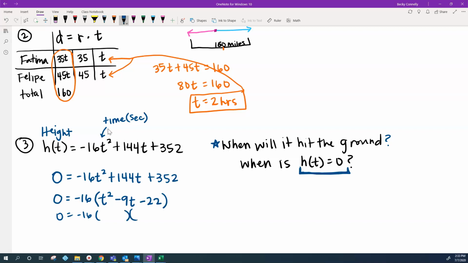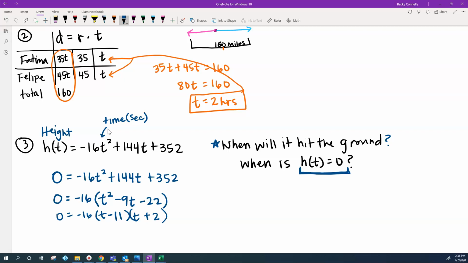Let's factor this trinomial. So t times t is t squared. What times what is negative 22 that adds to be negative 9? Well, I know 11 times 2 is 22, and if 11 is negative, 2 is positive. That will give me those things that I'm looking for.